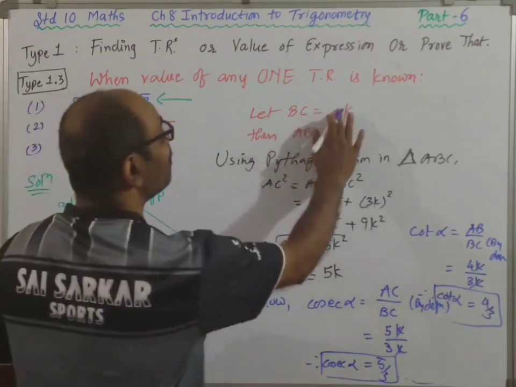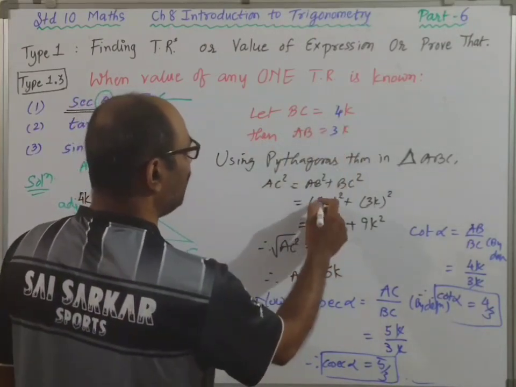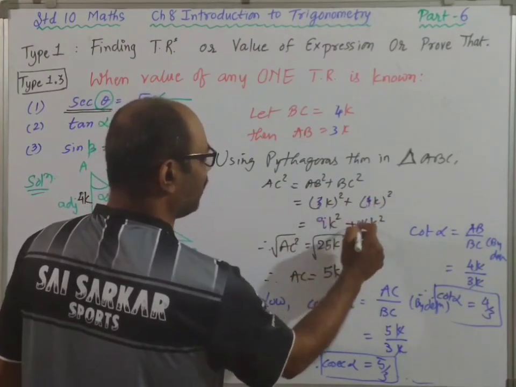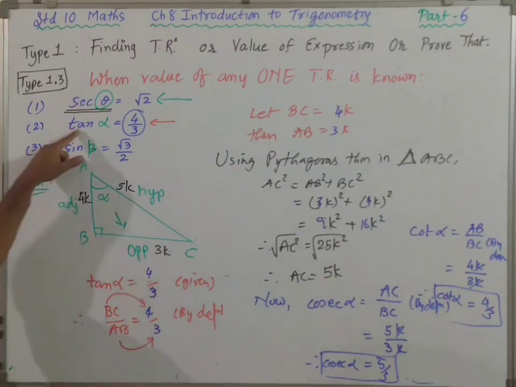So this becomes 4K, this becomes 3K. This will be 3 and this will be 4. So this will be 9 and this will be 16. But the AC is going to be the same. Yes, now it tallies.